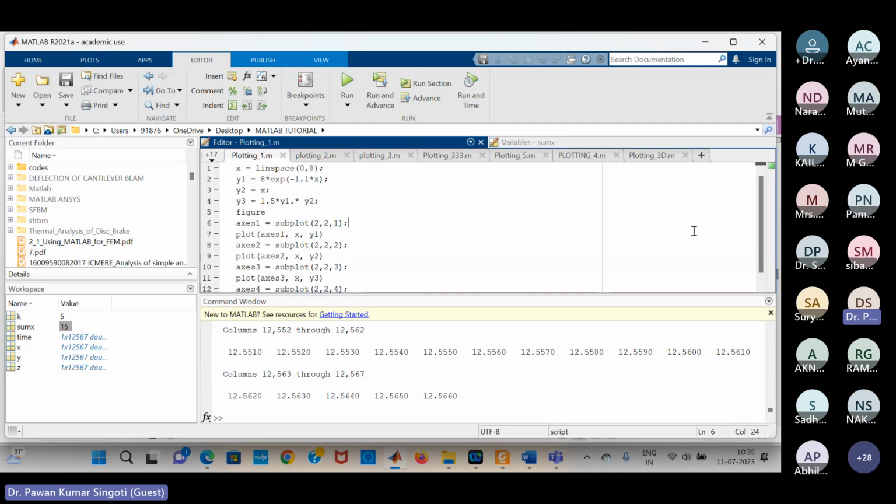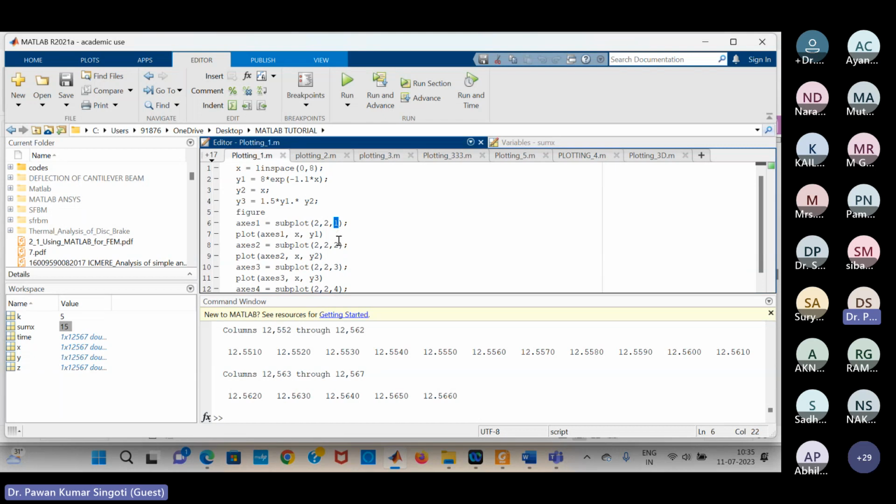So this is one example I have taken. So you can see the subplot. Axis 1, subplot 2, 2, 1. Subplot 2, 2, 2 means 2 comma 2, 2 rows and 2 columns are there, and it will be placed at first place. 2 comma 2 will be there, and it will be placed at second place. So 2 by 2, 4 will be the maximum in this case.